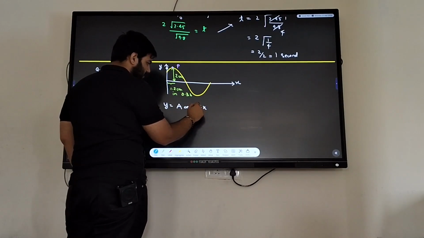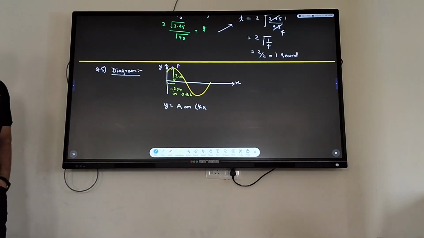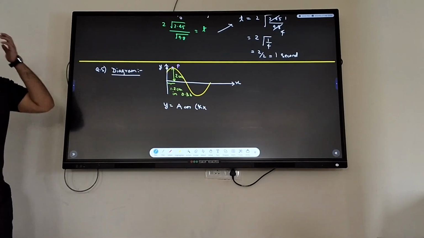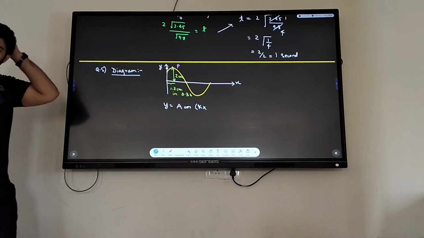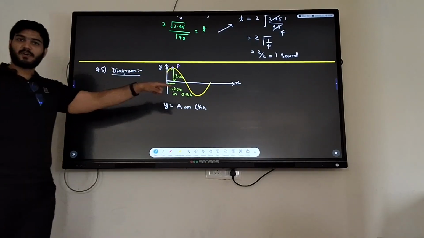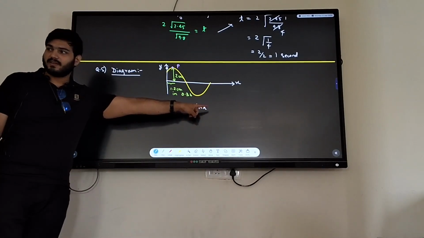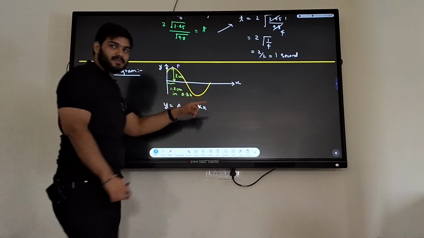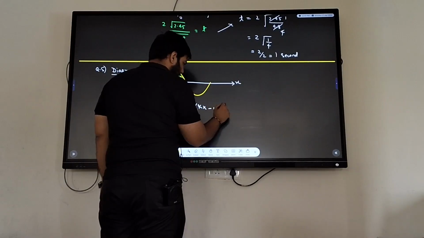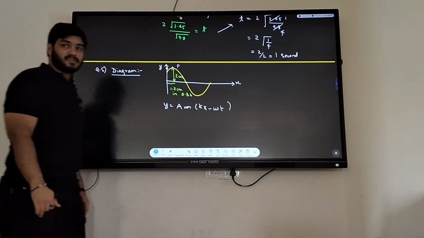Now kx, should I write plus omega t or minus omega t? Where is the wave moving? In the positive direction. So minus or plus? The wave is moving in the positive direction, so it should be minus omega t, right? So this is the wave equation.